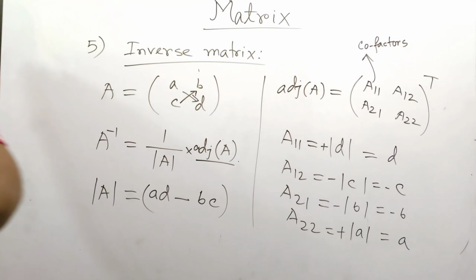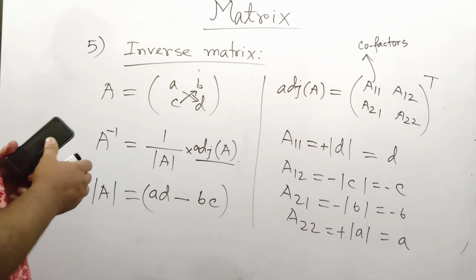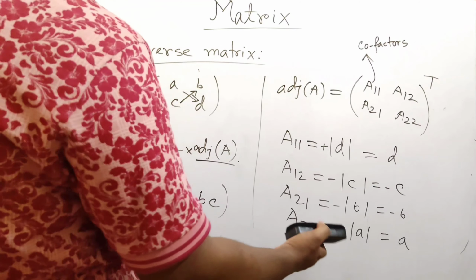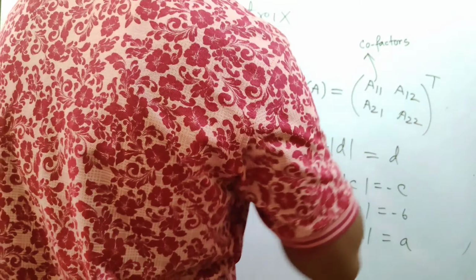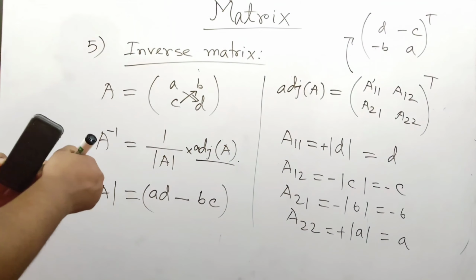Okay, so finally, now if you put the values in here, we will get: A11 equal D, A12 equal negative C, A21 equal negative B, and A22 equal A. And then you do the transpose of this matrix.